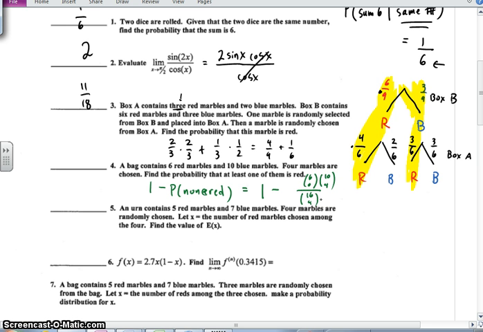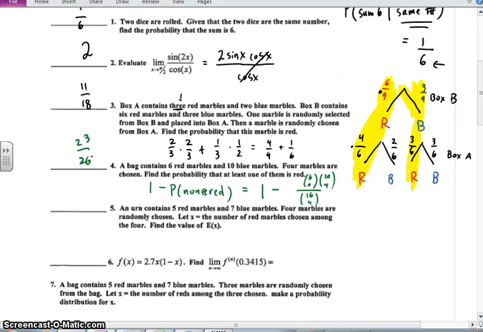And if you simplify that, you get 23/26, if you simplify that fraction once you've found it. All right, number 5: an urn contains 5 red marbles and 7 blue marbles. 4 marbles are chosen. Let x be the number of red marbles chosen among the 4. Find the expected value of x.